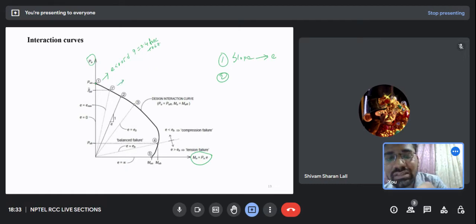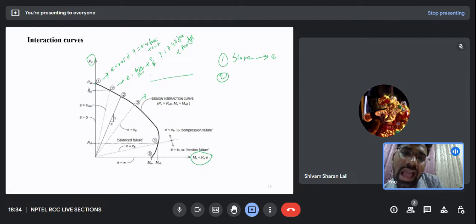Now on 1 dash, this is the case for the eccentricity where we assume it to be L effective by 500 plus, what was that, I don't remember, d by 30 I think. So for this point we were having P as 0.4 fck plus Asc into fsc. Now leave point 2. When we come from 1 dash to 3 dash, 3 dash is the point where the cross section of the column will have zero strain at one point and maximum compressive strain at the other point.